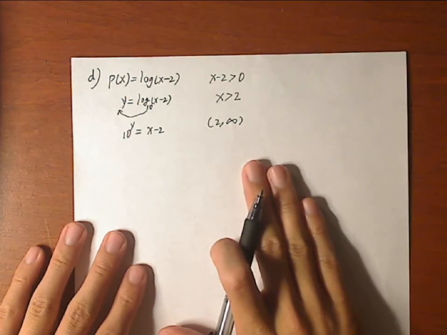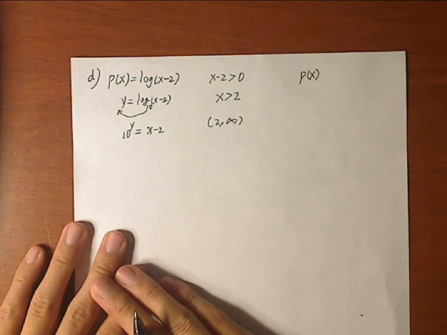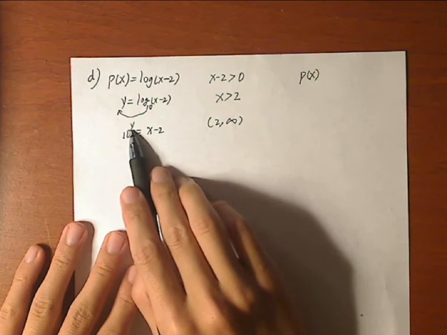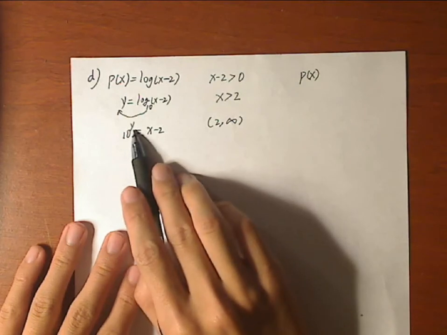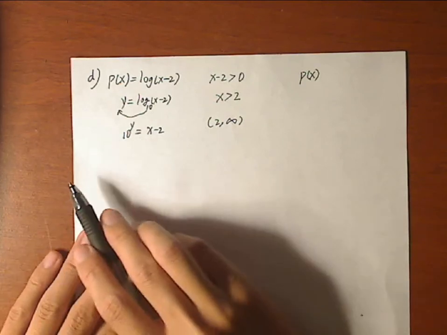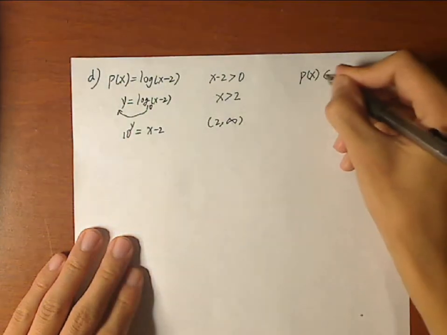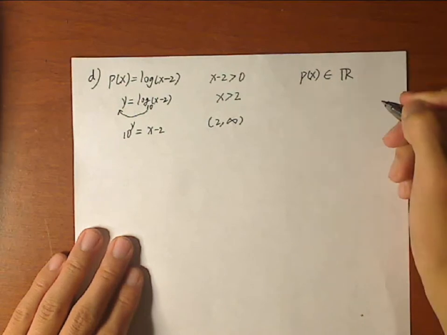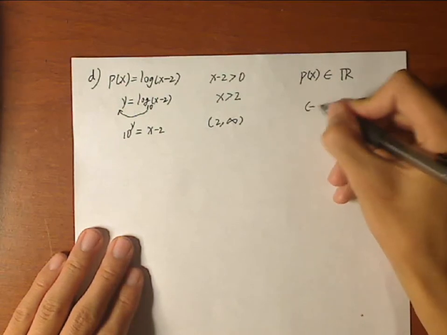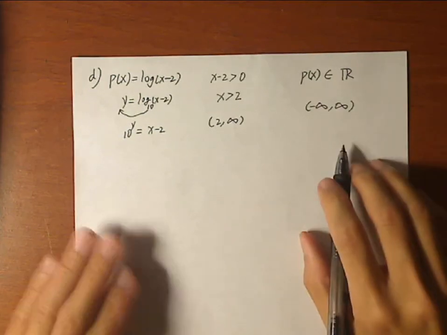Hope you understand this. Now let's talk about range. For range, we're looking for p of x, which I put as y, right here. As I mentioned, p of x is the power of 10. It can be positive, negative, a decimal, or a whole number. This part has no restriction. It is all real numbers, so the range is from negative infinity to positive infinity.